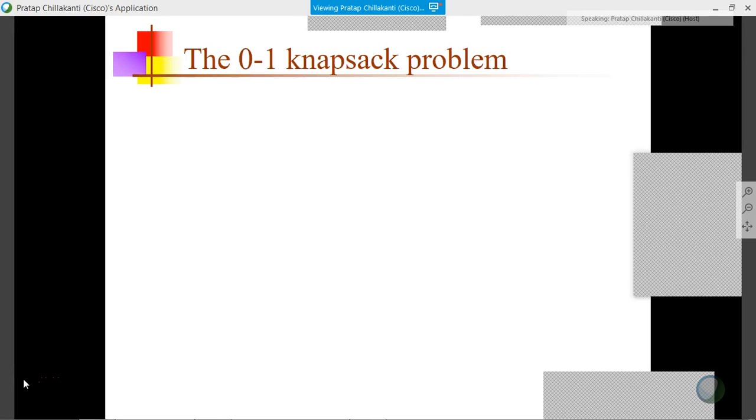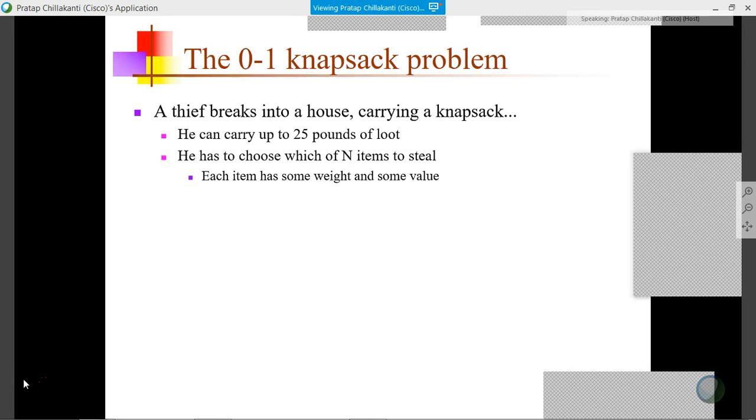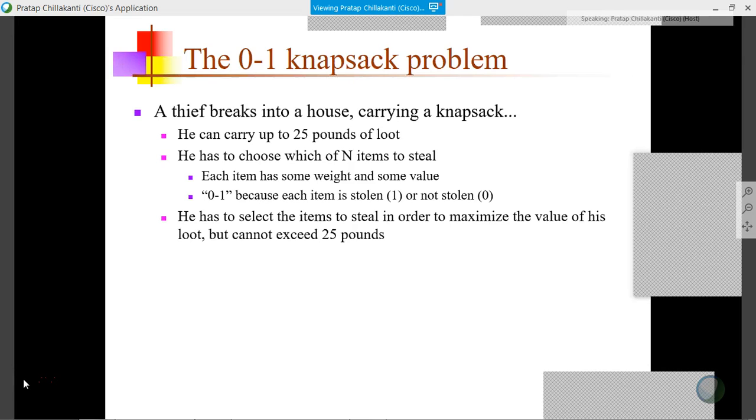Now, our famous knapsack problem, let's come to that, okay? We talk about a thief. He can carry 25 pounds. He has to choose n items to steal, right? You know that. And each item has a weight and a value. We call it 0-1 because either you take it fully or you don't take it. So what is the goal? The objective is to select or steal the items in such a way that you maximize the value but cannot exceed 25 pounds. That is the constraint.